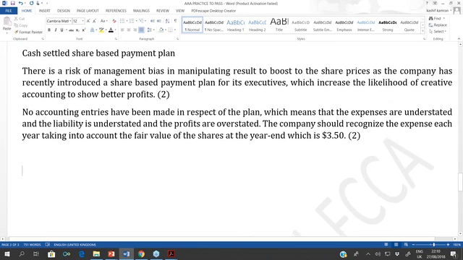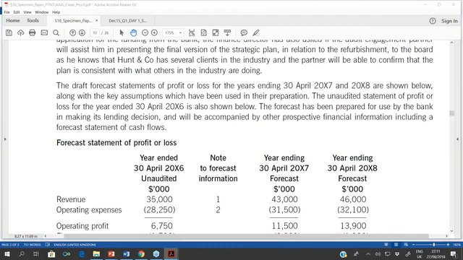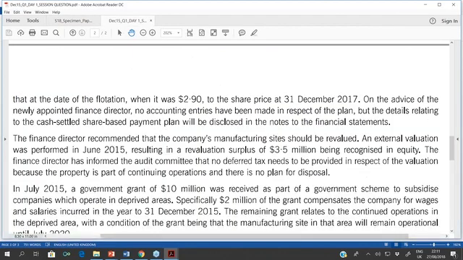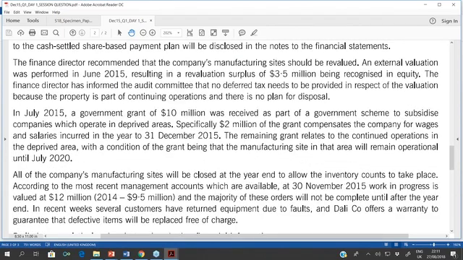Okay, welcome back after the break. Let's resume with the question we were doing, December 15, question number one. We have almost reached the second page, and we've already covered the paragraph till the cash settled share-based payment plan. Now if you look at the next paragraph, it says the finance director recommended that the company's manufacturing site should be revalued, which is very good.